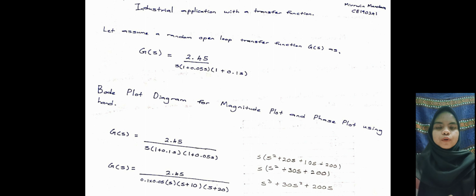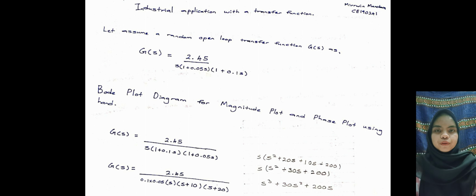Firstly, we assume a random open loop transfer function G(s) equal to 2.45 over s multiplied by (1 plus 0.05s) and multiplied by (1 plus 0.1s). Then, both plot diagrams, the magnitude plot and phase plot, are drawn by hand. G(s) equals 2.45 over s multiplied by (1 plus 0.05s) and multiplied by (1 plus 0.1s).